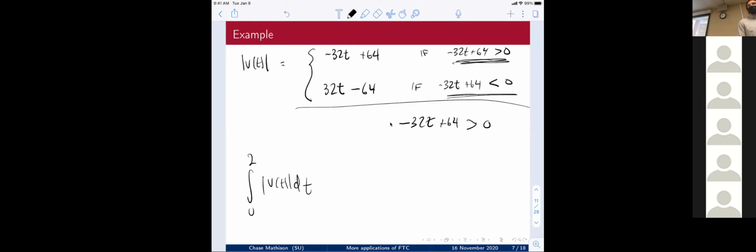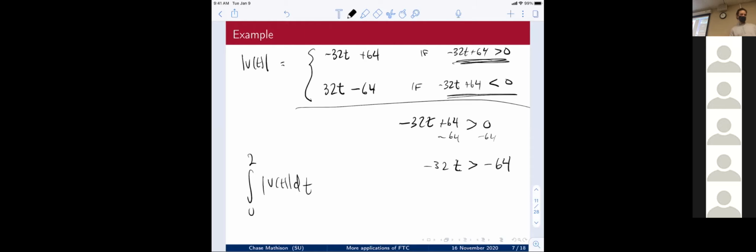Well, how do we solve inequalities? We just pretend the inequality is an equal sign for the most part. This part's going to have a small hiccup that hopefully everybody remembers. So first thing I'm going to do is subtract 64, minus 64. I get negative 32t is greater than negative 64.